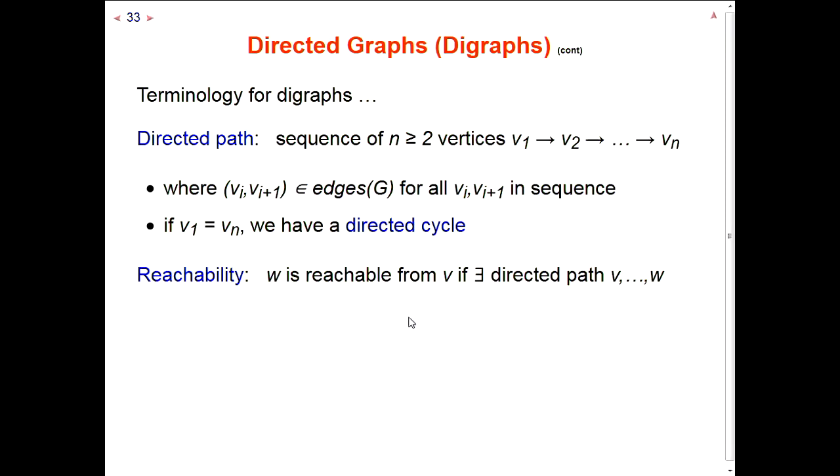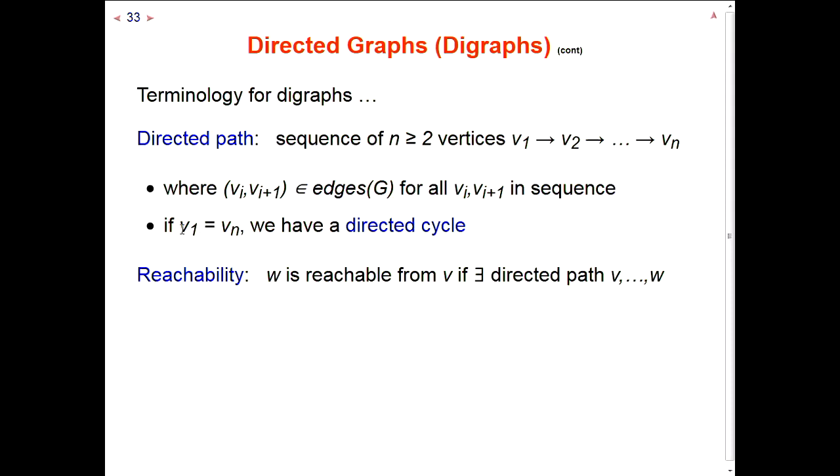When we talk about digraphs, then we sometimes talk about directed paths. Although when you have a digraph and someone says path, then they always mean that there is a directed path. So you can use edges only in the direction in which they have been defined. A directed path in a digraph would be a sequence of at least 2 vertices, V1, V2, and so on to Vn, where you have a directed edge from Vi to its successor Vi plus 1 for all those in the sequence. So you only use edges in the direction in which they have been defined.